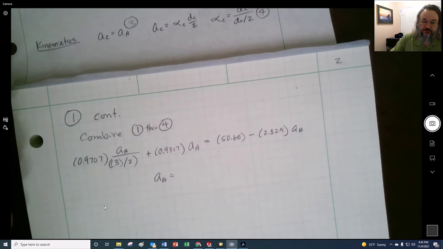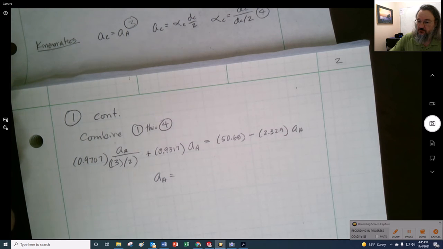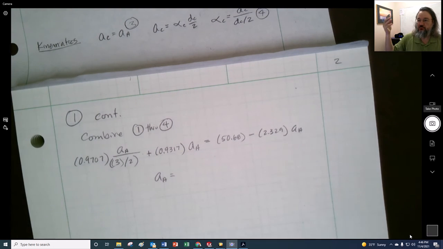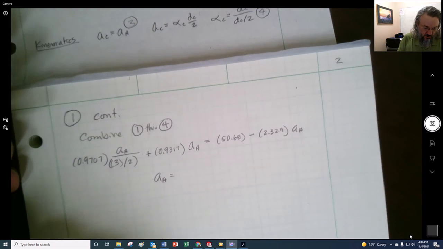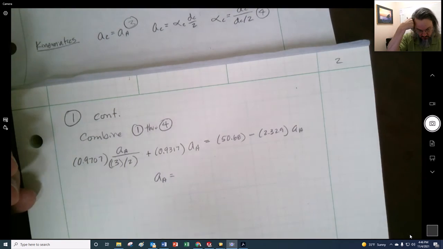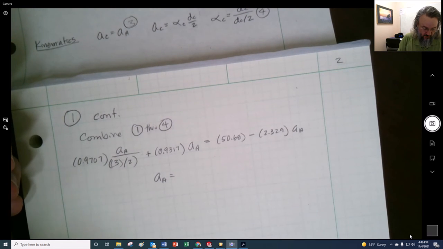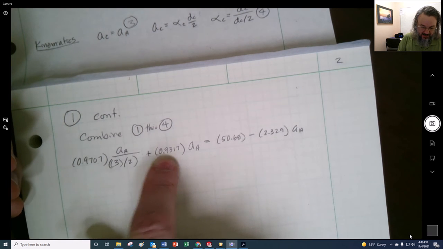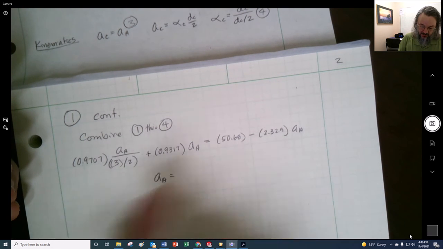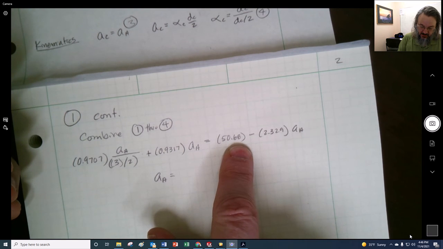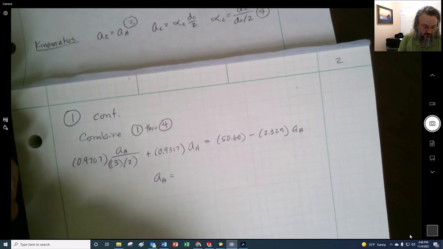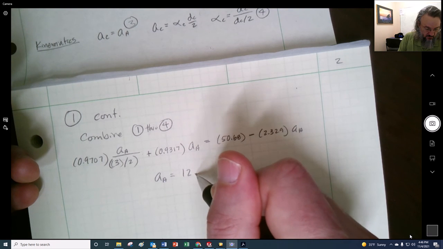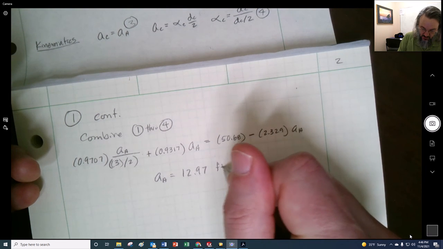I'm going to pause the video. Okay, so good. That's going to be negative, and it's going to bring back over there. Duh. All right, so I'm going to divide this one by 1.5, and I'm going to add them to here. And then I'm going to divide 50.68 by that. So 50.68, and divide. And I'm going to get 12.97 feet per second squared.